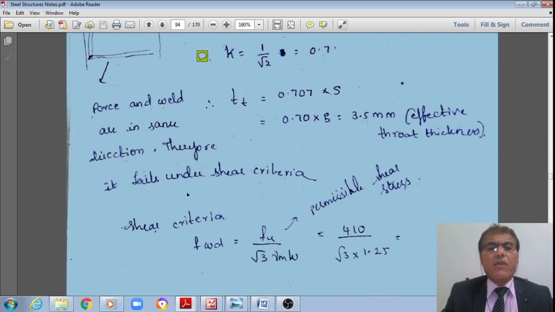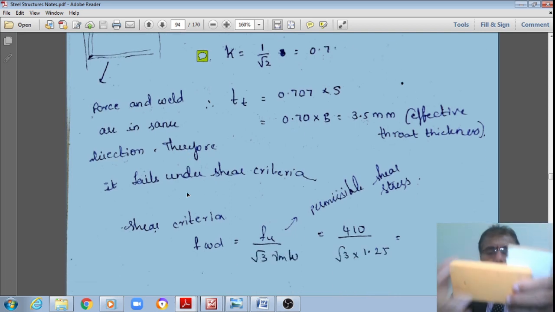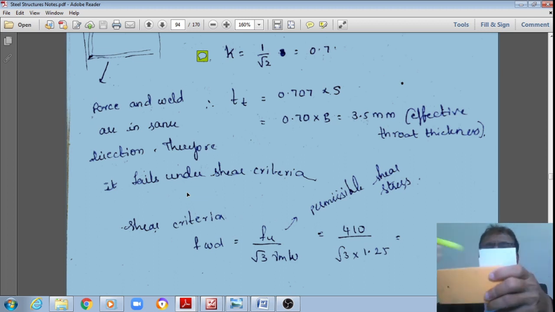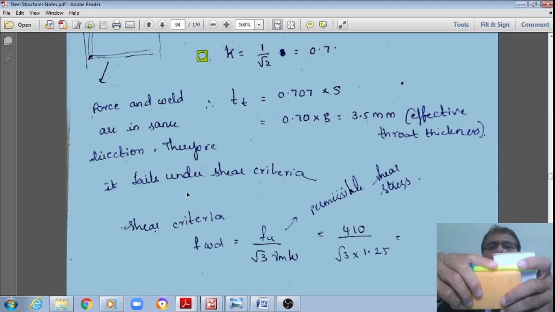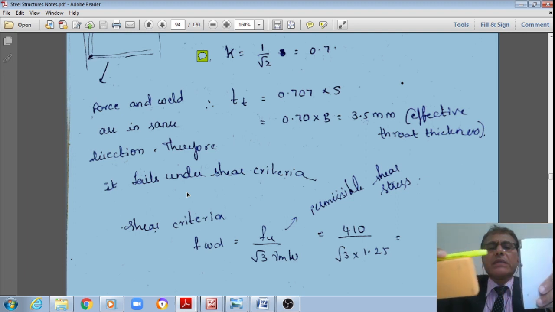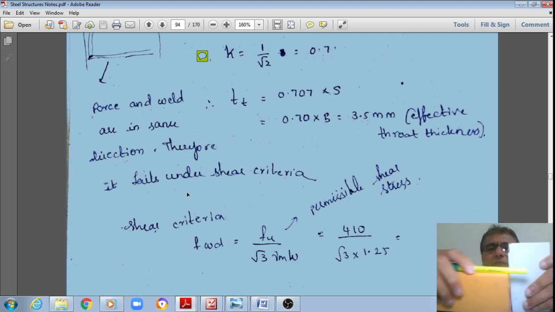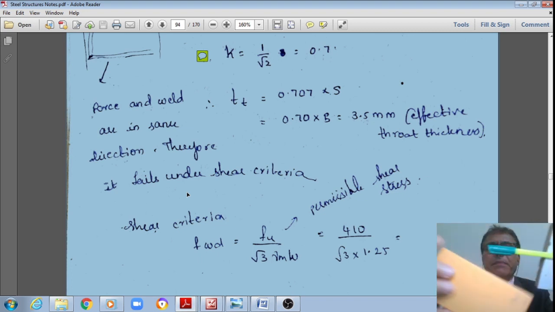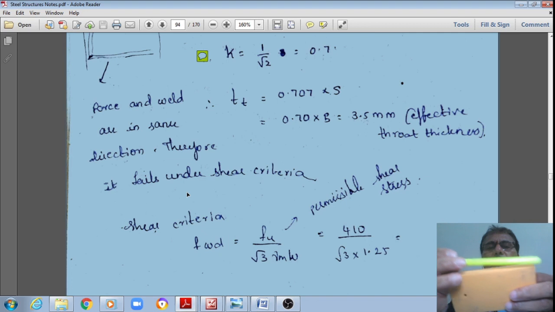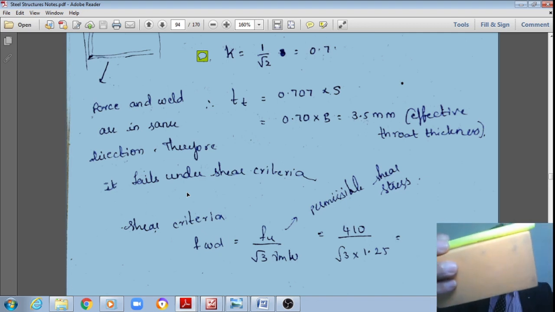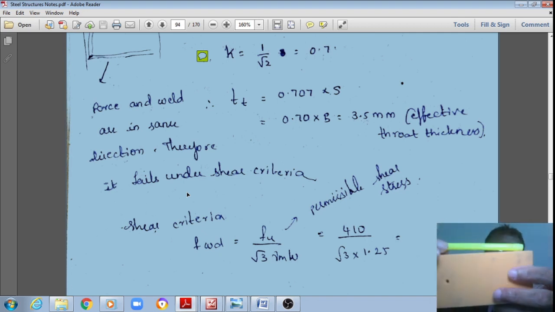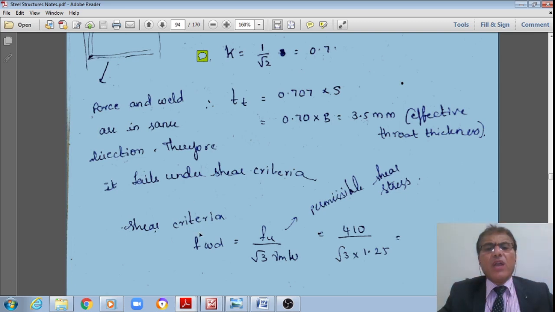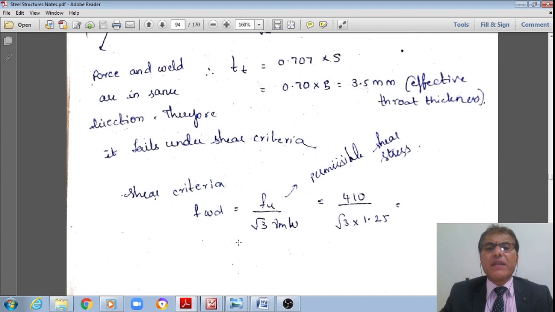However, please see that once this is subjected to a tension force, obviously the weld which is provided here will also be subjected to shearing action, right? Therefore, it will fail in the shear criteria. This tension in the main member will cause failure in the weld in the shear criteria. Therefore, now I'll note down the permissible shear stress in the weld.